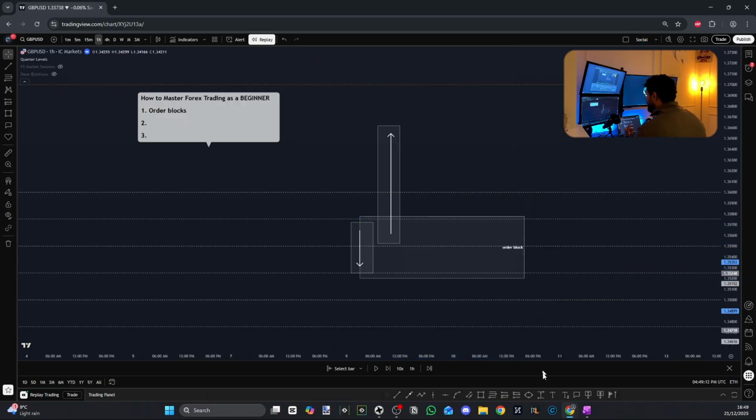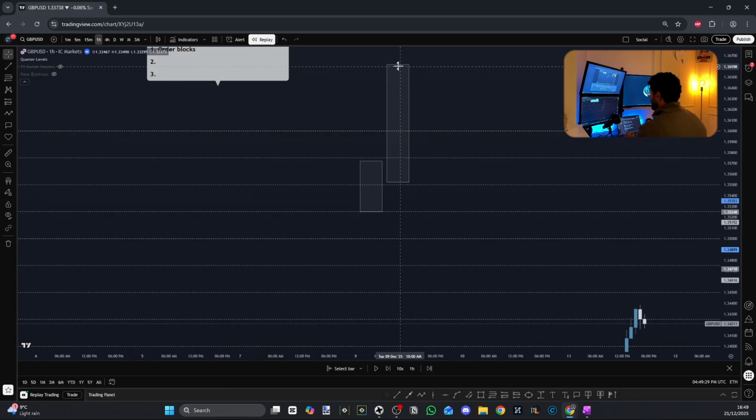And what you'd expect price to do is trade back down into this order block and then continue trading towards the upside. Simple as that. And now for argument's sake, let me also show you guys what a bearish order block looks like. So now let's assume this candle is a bullish candle, and then the following candle is a large bearish candle towards the downside.